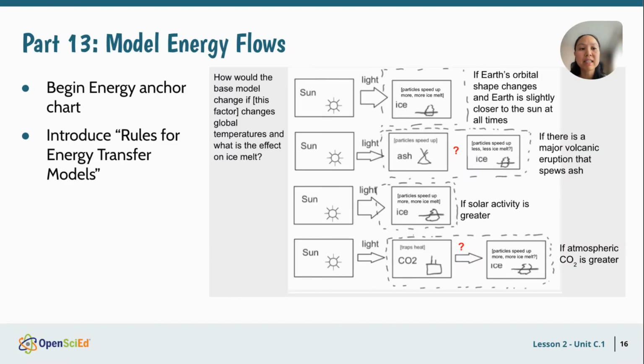The final chunk in Lesson 2 is to begin developing energy transfer models to visualize how matter changes affect the flow of energy into, between, and out of Earth systems. For this type of model, we use rules such as drawing boxes to represent objects and arrows to represent energy flow from one object or system into another.